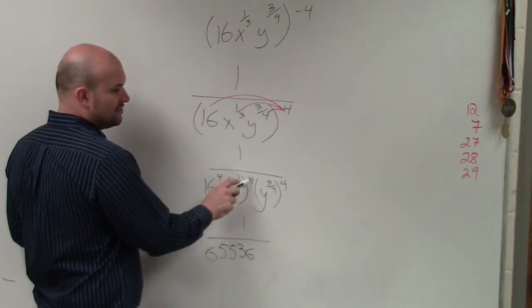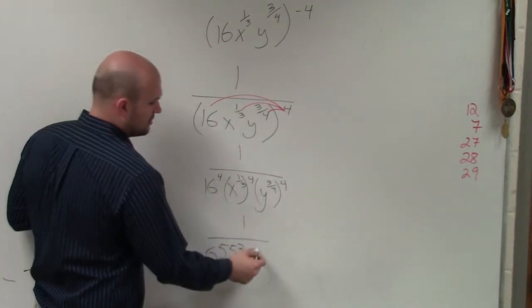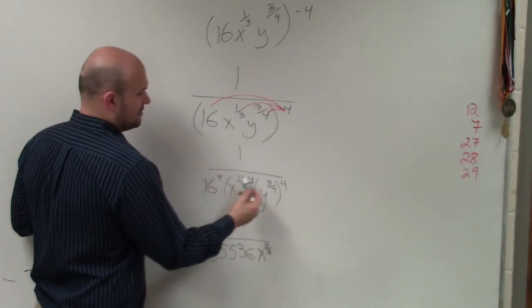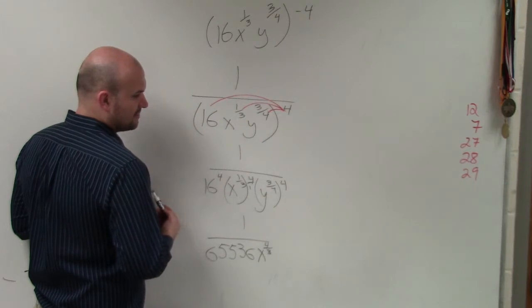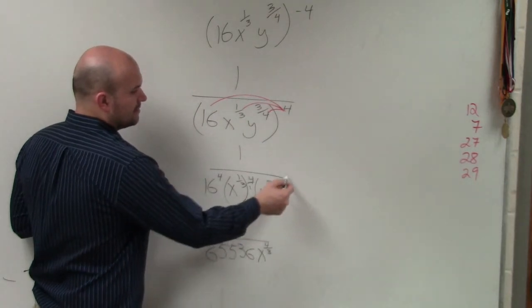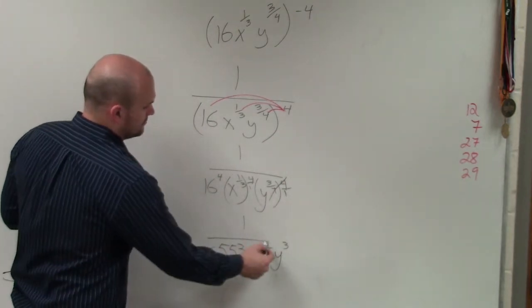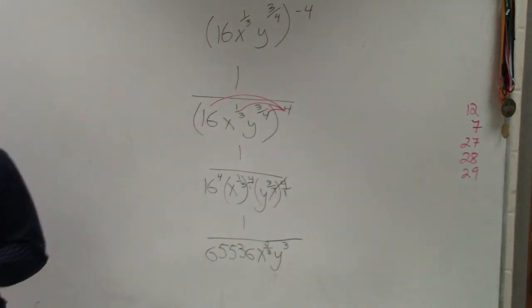What is x to the what's 1/3 times 4? You just multiply across, guys. That's going to be to the 4/3. And then the y, the 4's divide out, and I'm just left with y cubed. And that's it. Done. Fine.